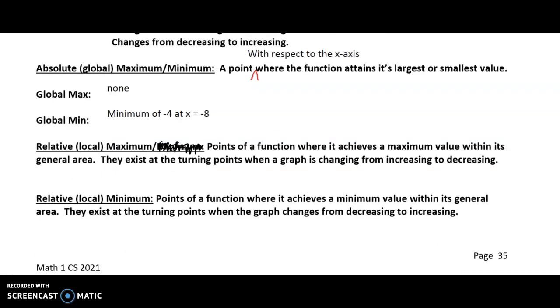All right, a relative or local maximum is the points with respect to the x-axis of a function where it achieves a maximum value within its general area. They exist at the turning points where a graph is changing from increasing to decreasing. Okay, so let's identify the relative local max on this graph.